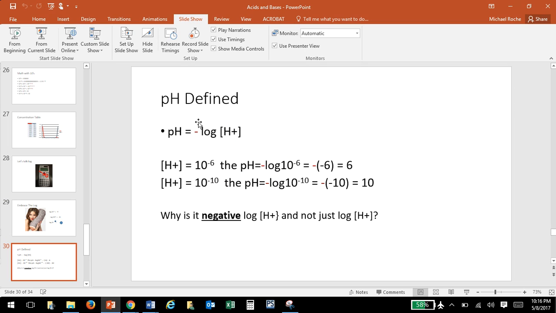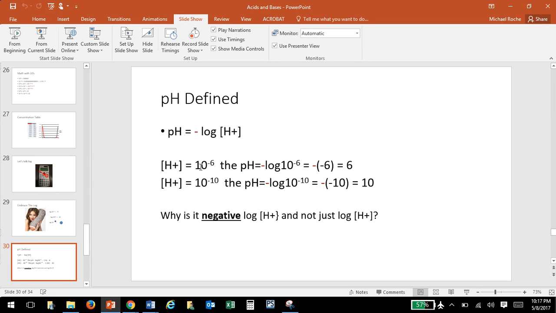So we're going to have pH defined. pH you've known your whole life: if it's between 1 and 6, or less than 7, it's acidic, and if it's greater than 7, it's basic. You've probably learned that since middle school. Now we're going to explain how that is. So the pH is defined as the negative log of the concentration of H+.